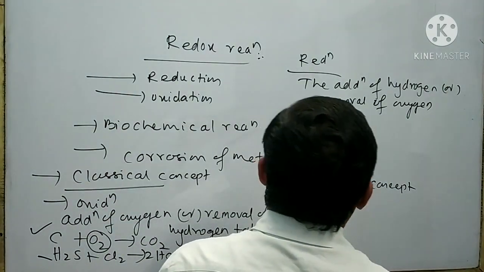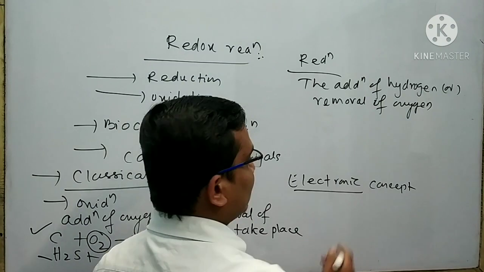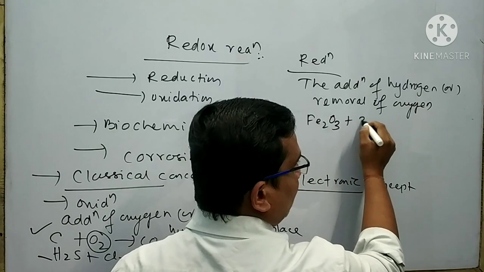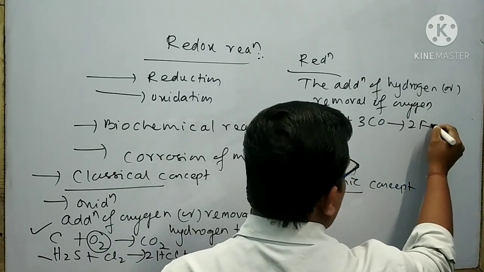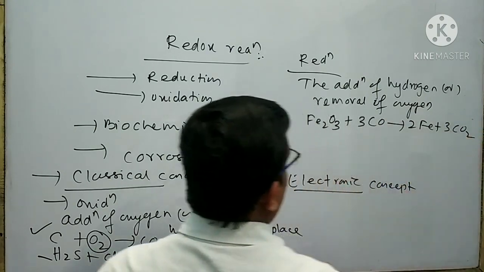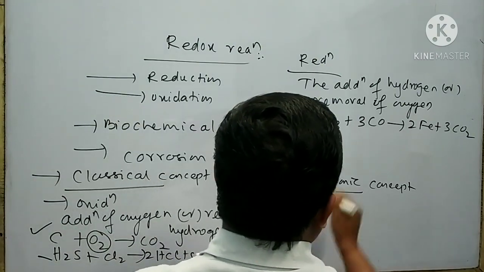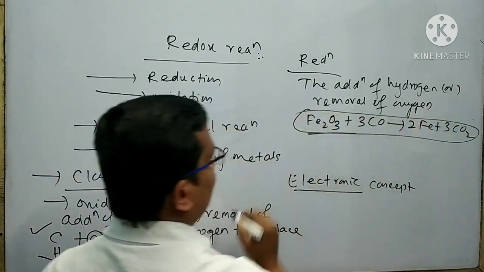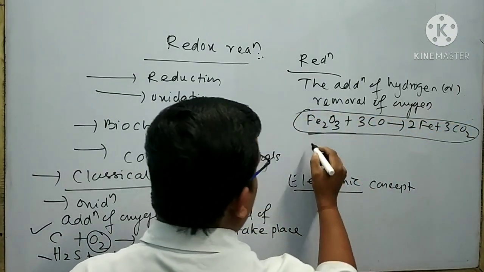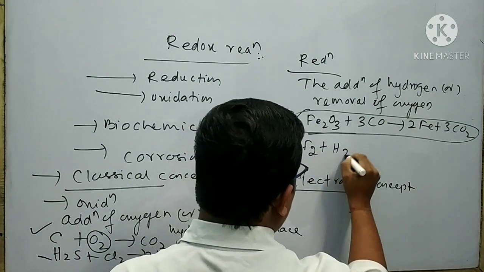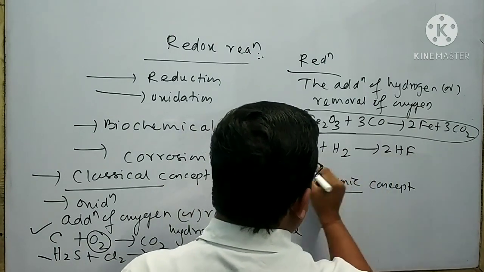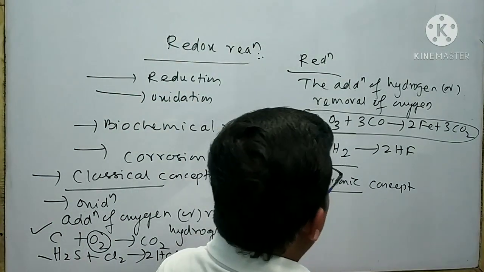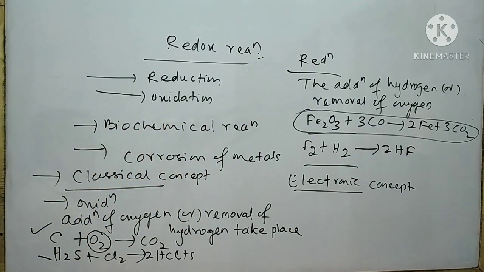Let me explain the definition of reduction reaction with an example. Fe2O3 plus 3CO gives 2Fe plus 3CO2. Look at that, here removal of oxygen takes place. So this reaction is called a reduction reaction. Take another example, F2 plus H2 gives 2HF. Look at that, here hydrogen is added. So this type of reaction is also called a reduction reaction.